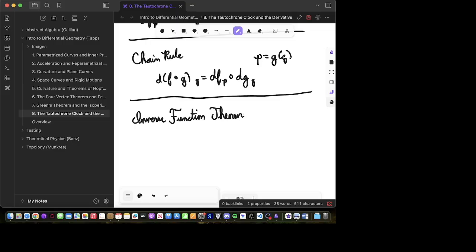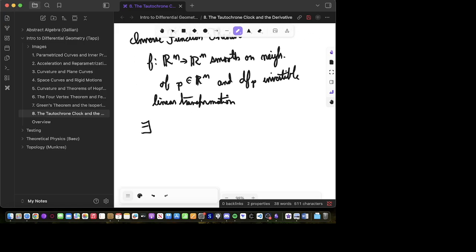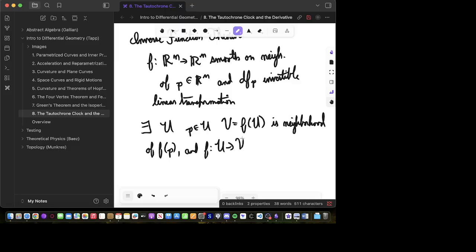The inverse function theorem. So, if we have a function from R^n to R^n, and it's smooth on a neighborhood of some point p in R^n, and df_p is an invertible linear transformation, then there exists a neighborhood U such that p is in U, such that V equals f of U is a neighborhood of f of p, and f from U to V is invertible with a smooth inverse.